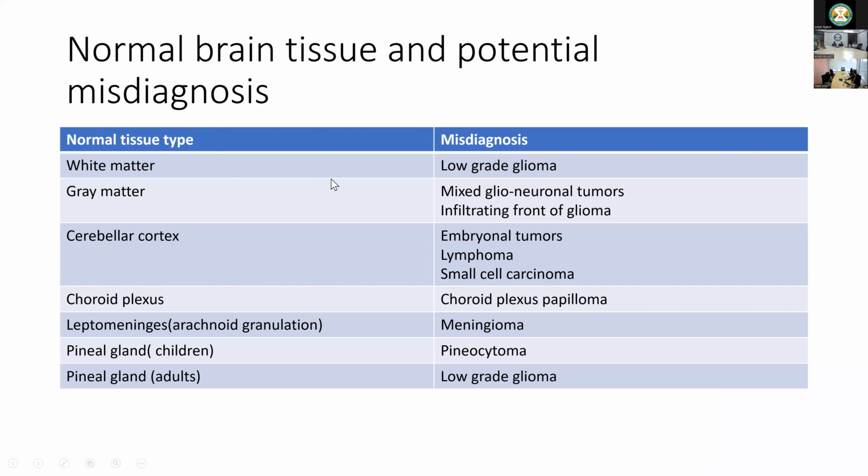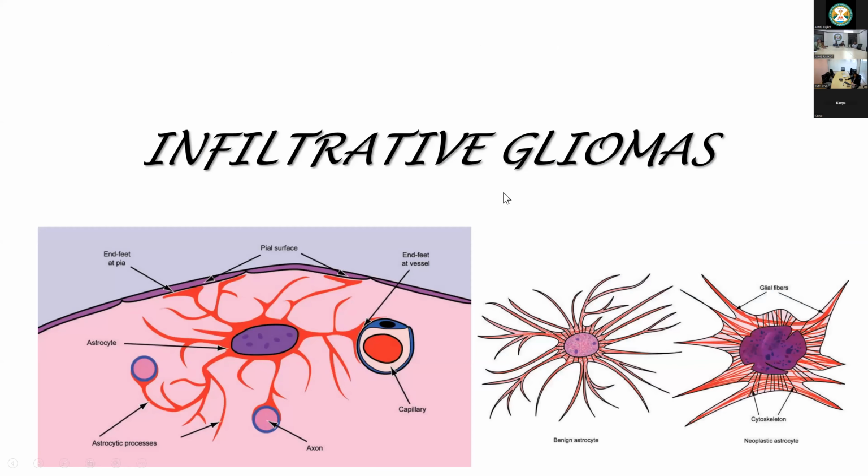White matter can mimic a low-grade glioma. Gray matter, as we can find neurons in gray matter, one can confuse with mixed glioneuronal tumors. Cerebellar cortex, as I have said, if the internal granular layer is smeared, one can confuse with embryonal tumors or lymphomas. Normal choroid plexus, one can confuse with choroid plexus papilloma. If one smears the arachnoid granulations, then one can confuse with meningioma. Pineal gland in children can be confused with pineocytoma, and pineal gland in adults, low-grade glioma. So with this background, I'm coming to the brain tumors.